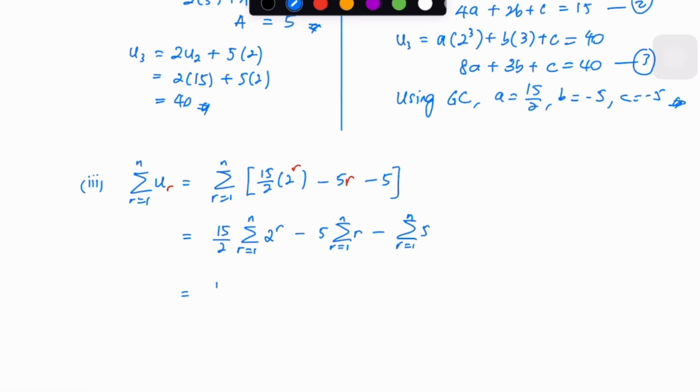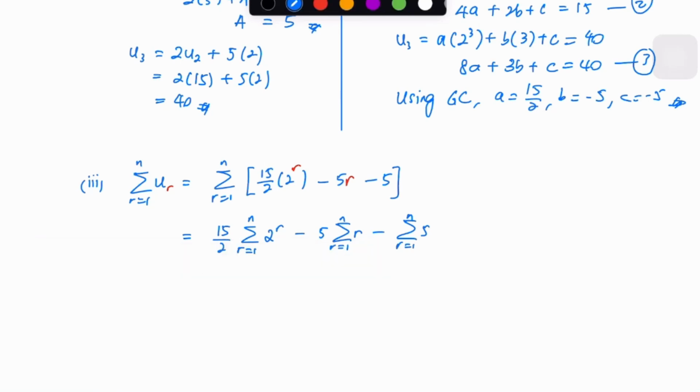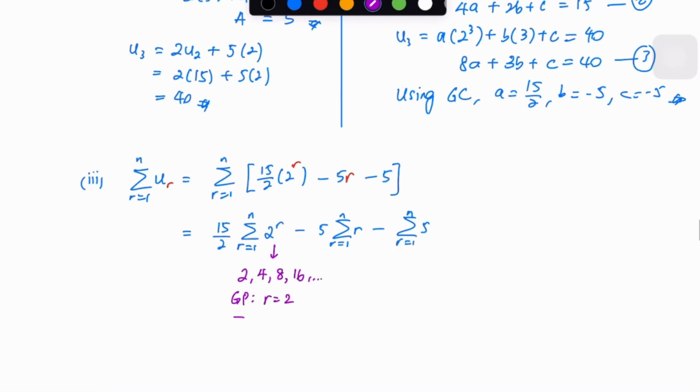So first one, 15 over 2. What is the first sequence? Maybe I won't write it out yet, but what's the sequence like? 2 to the power of 1, 2 to the power of 2, 2 to the power of 3, 2 to the power of 4, correct? And so on and so forth. So this one over here is a GP with common ratio 2, correct? How many terms? N of them. Quite clear?